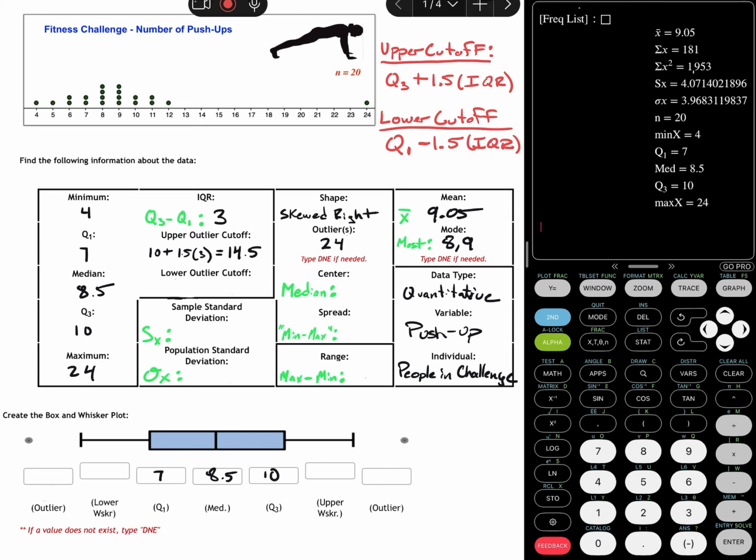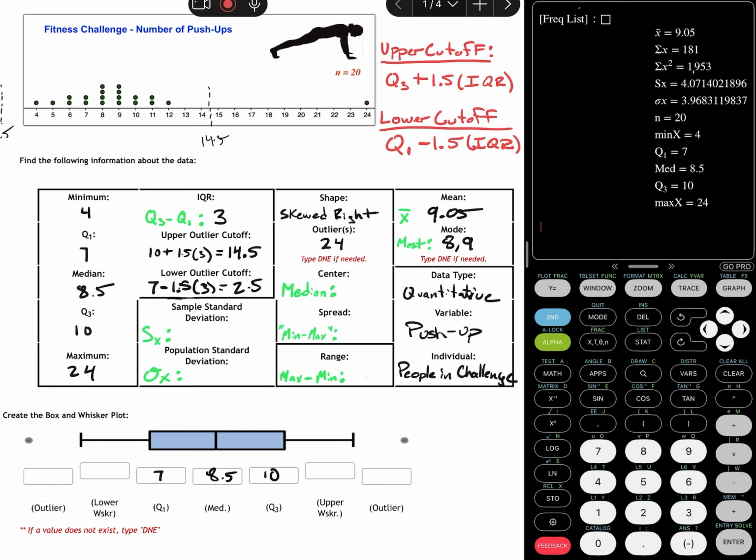equal to 14.5. The lower cutoff is going to be starting from Q1. Q1 is 7, so this is 7 minus 1.5 times 3, which is our IQR, and so that is going to be 7 minus 4.5, which is 2.5. So that means our cutoffs are like down here. Here's where 2.5 is. And we have 14.5 is right about here. That's where our upper cutoff is.